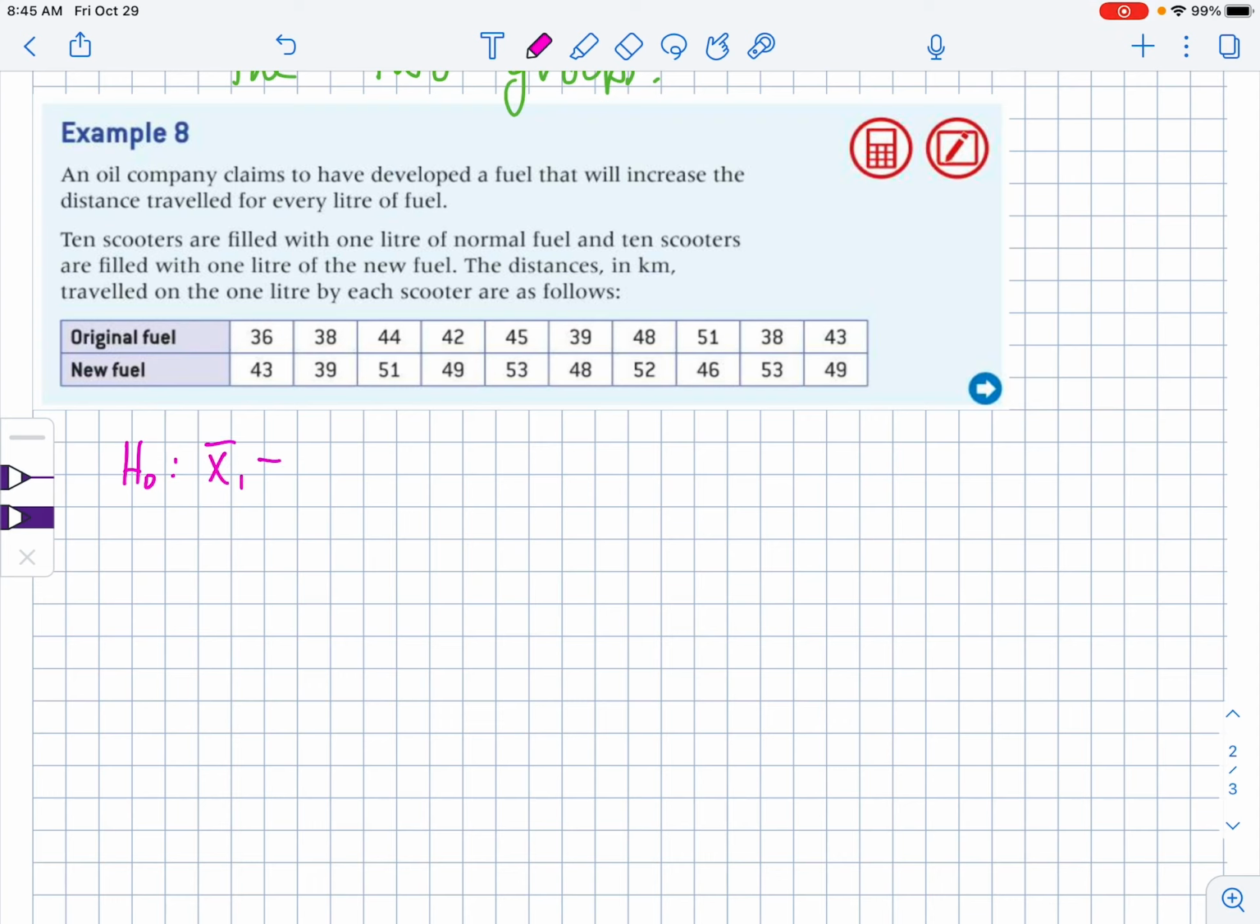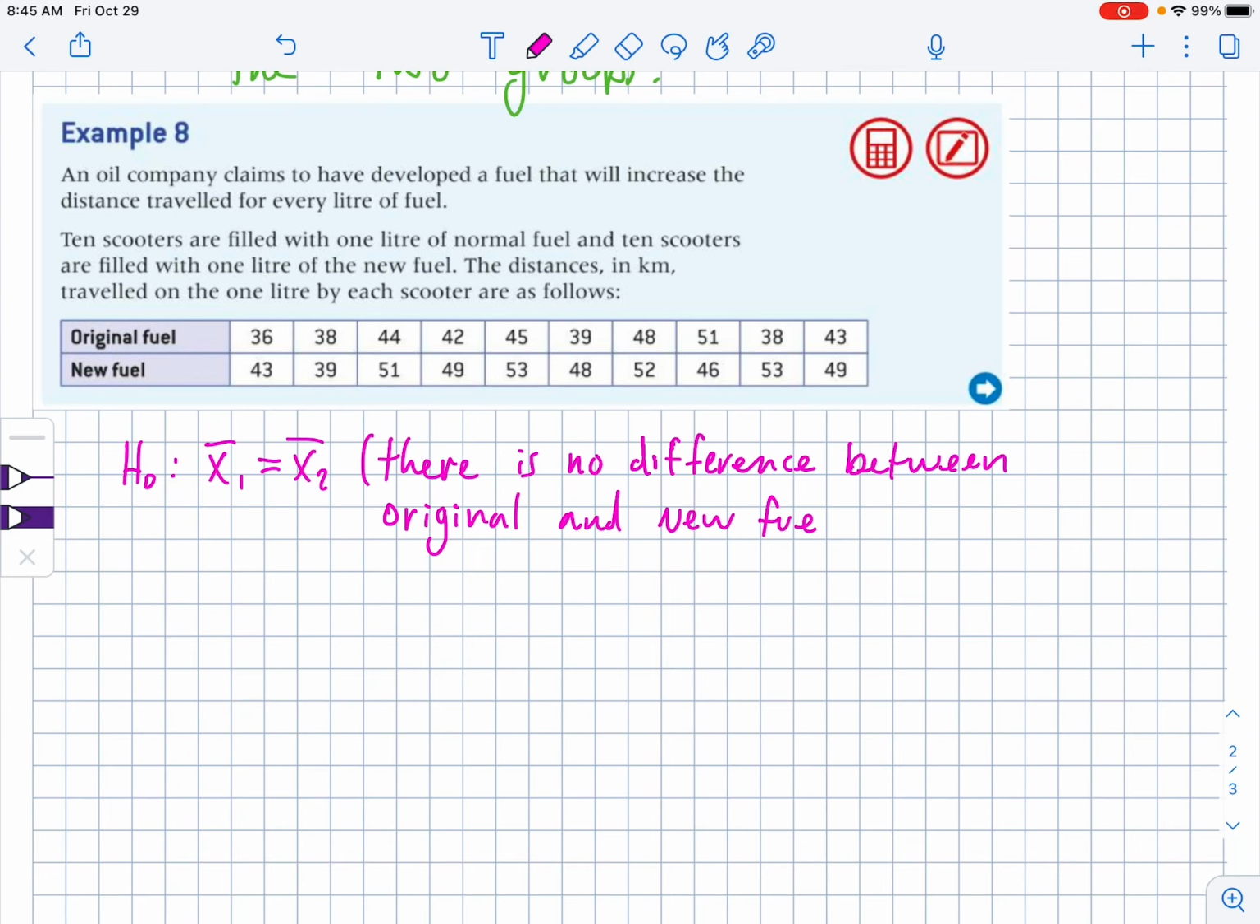So the null is that x1 equals x2, which means there is no difference between distance traveled with the original and new fuels. And then the alternative is that there is a difference, that the means are not the same, which means there is a significant difference.